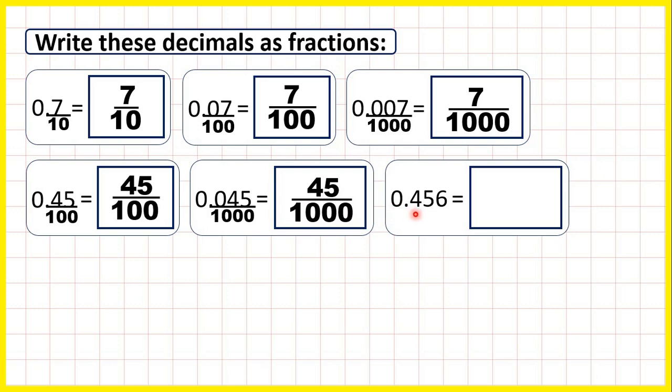Finally, 0.456. Three digits after the decimal point mean that we can draw a line across and write a denominator of 1,000. So that's 456/1000ths. Notice 4/10ths is equivalent to 400/1000ths, 5/100ths is equivalent to 50/1000ths, and then putting those together with the 6/1000ths gives us 456/1000ths altogether.